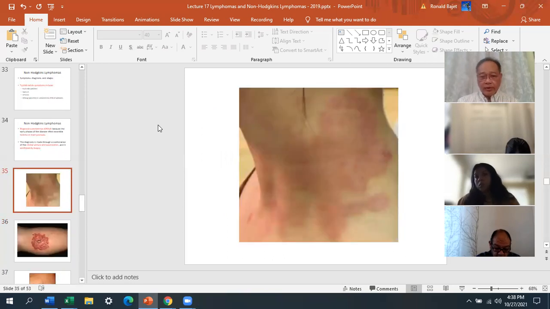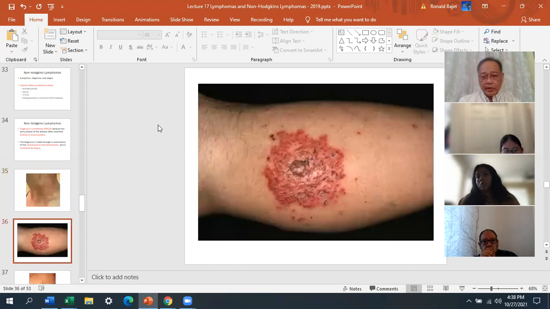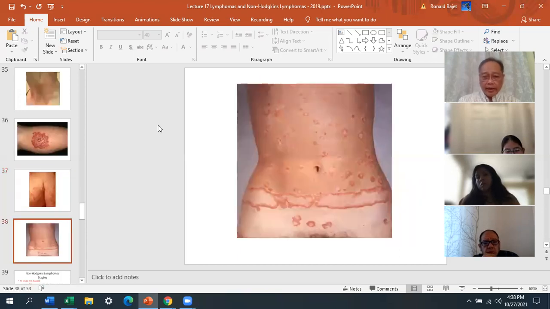And here's some more lovely pictures of Mycosis Fungoides. Here, here, and here, and here.